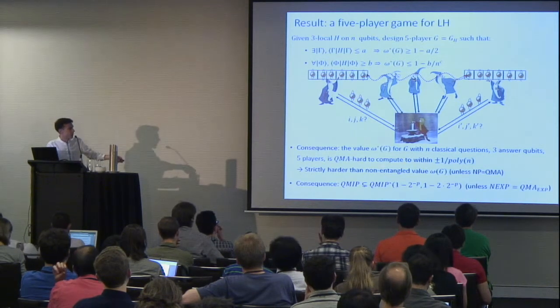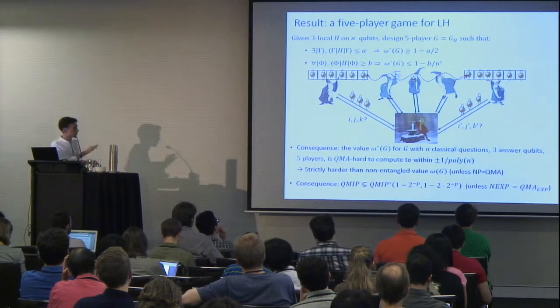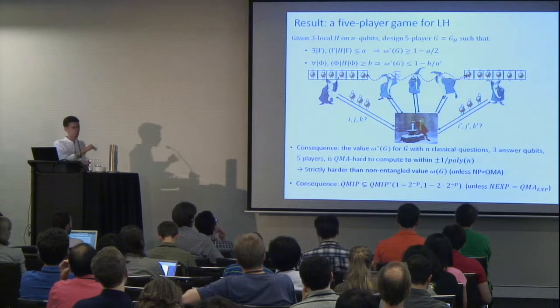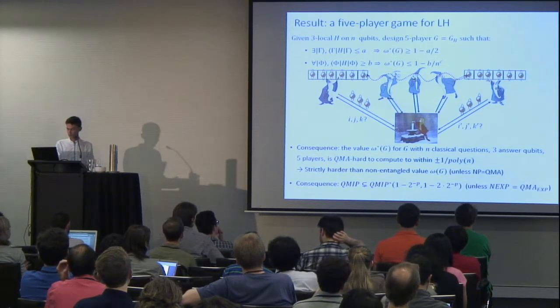Another consequence is more complexity theoretic. I just put it up here, but I'll get back to it at the end of the talk. This is only for those of you who know about these. It implies a separation between quantum multiprover interactive proof systems.